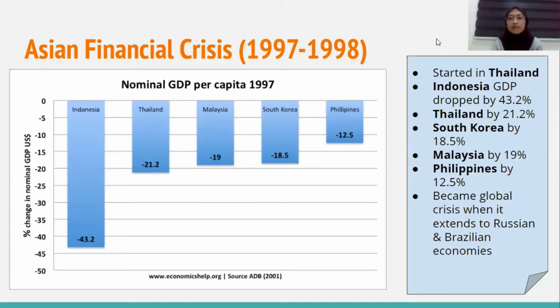It can be seen in the currency exchange rate, stock market, and also the prices of all assets, which all plunged. From the graph, it can be seen that the GDP dropped in Indonesia by 43.2%, Thailand by 21.2%, Malaysia by 19%, South Korea by 18.5%, and in Philippines by 12.5%. The crisis then became global when it extended to the Russian and Brazilian economy.